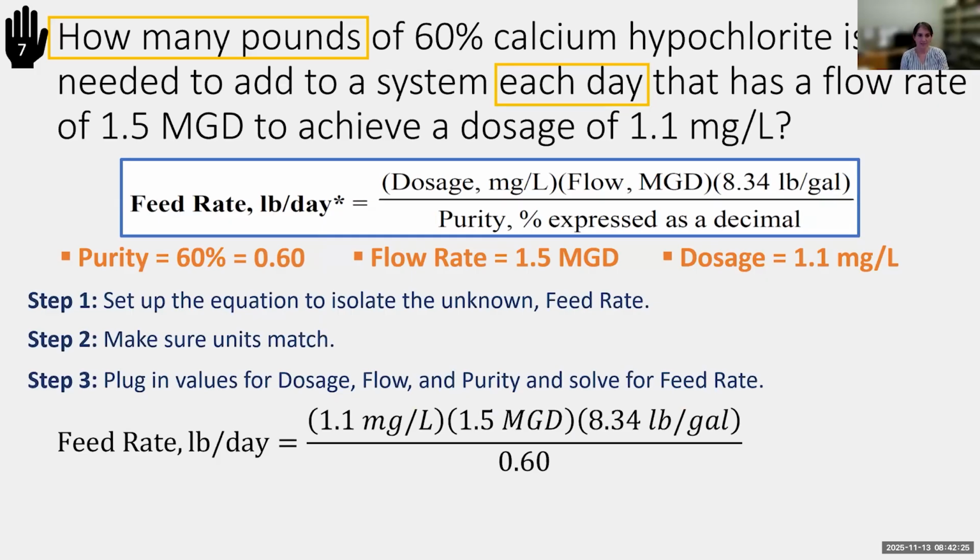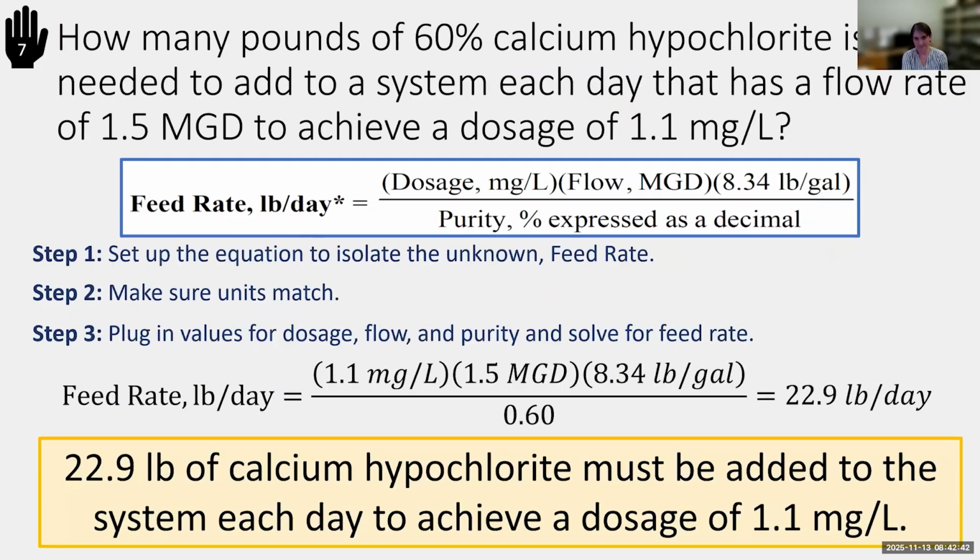So our feed rate in pounds per day equals 1.1 milligrams per liter times 1.5 million gallons per day times 8.34 pounds per gallon divided by 0.60. And we get an answer of 22.9 pounds per day. So 22.9 pounds of calcium hypochlorite must be added to the system each day to achieve a dosage of 1.1 milligrams per liter. So that's what we figured out.